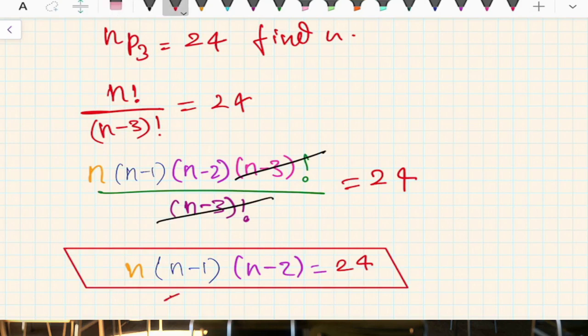This is a cubic equation, so it will have 3 roots for you. It will have 3 roots for you, and out of those 3 roots, there will be only 1 or 2 valid. How many numbers are there for n?